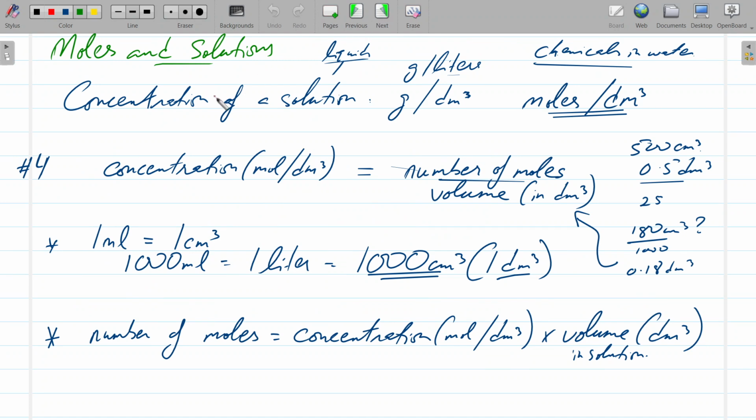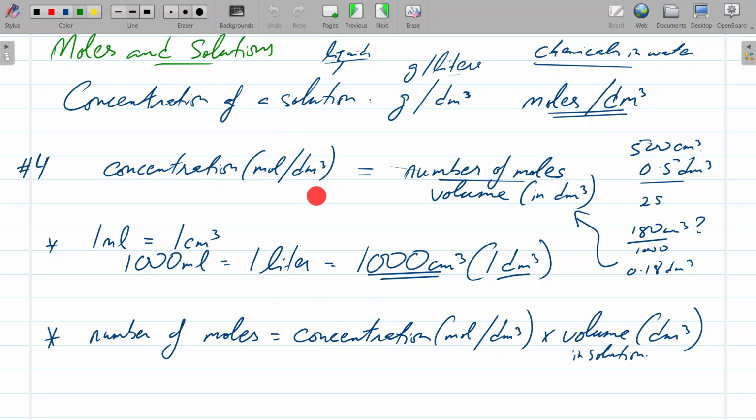Then we came to moles and solutions. So if you're dealing with solutions, we're dealing with liquids. And so the concentration of a particular solution in mole per decimeter cubed, so how many moles you have per liter of that solution, can be given by number of moles divided by the volume that we're using. Right, and so 1 ml is 1 centimeter cubed, 1,000 ml is 1 liter, which is 1,000 centimeter cubed, which is written as 1 decimeter cubed.